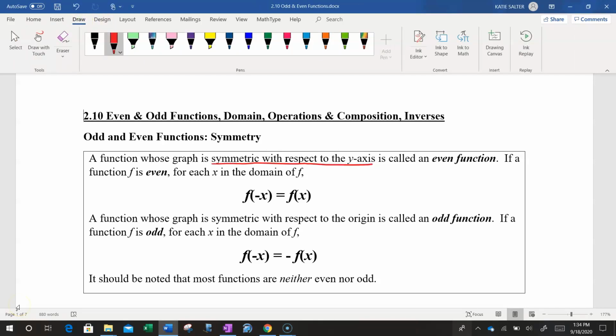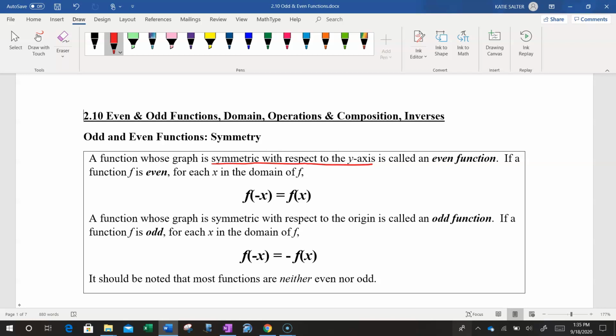Be careful. We're not saying an even degree function. We can have even degree functions that are even functions, but this isn't about polynomials, and degree goes with polynomials. This is just what makes a function even. So pretty much what this is saying is if you substitute a negative x value into the function, it is the same as if you had substituted the positive x value into the function.